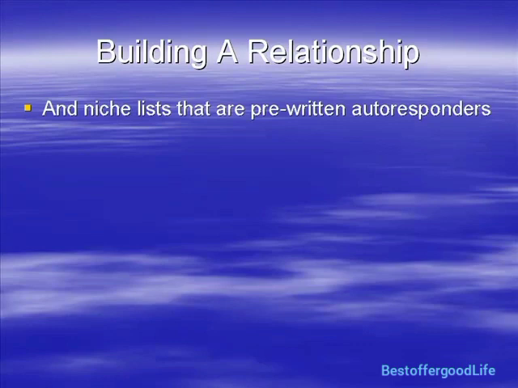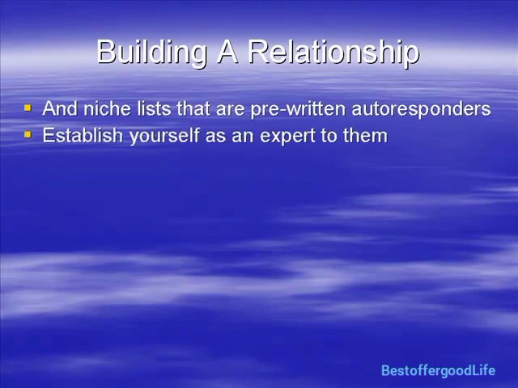Your niche lists would typically be pre-written autoresponders. These may be ones that you've bought, or they may be courses that you've purchased, or whatever it might be. But you're not going to be able to do handwritten emails every single time, send them out as a broadcast to your list, simply because it's physically impossible.